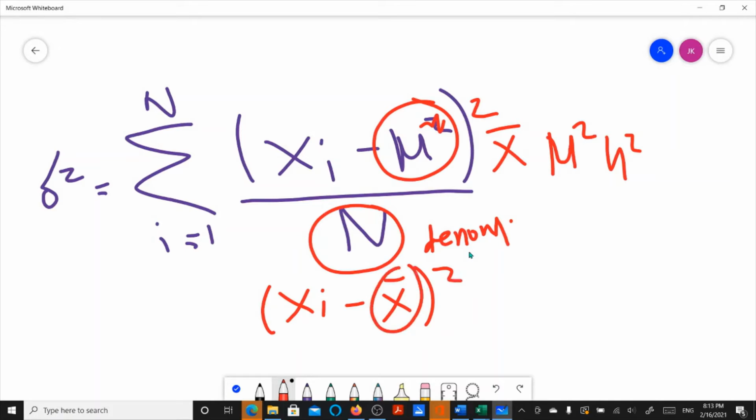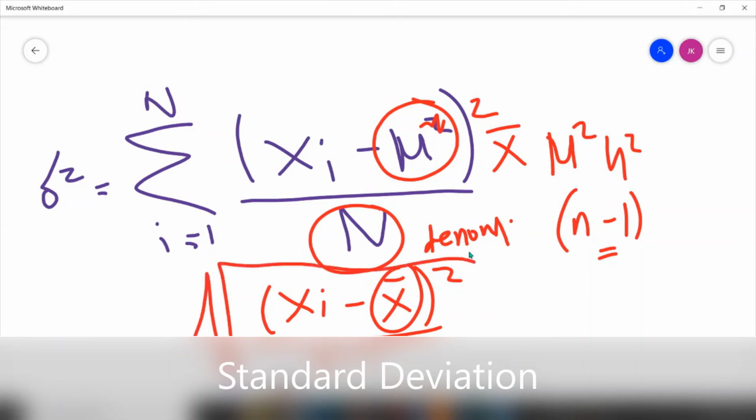By the way, your sample mean and your population mean are typically the same because you're not adjusting. For instance, you're not changing your denominator to n minus 1 when you calculate your averages. You only do that when you're calculating your variance and subsequently the square root of this, which is your standard deviation.